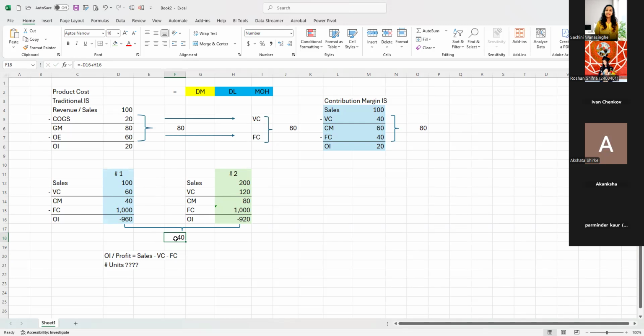That's the question now. Professor, I think when we produce more units, the loss will be less. Yes, obviously. But the question is how much less? So now I'm seeing that my operating loss decreased by $40. The question is, where did these $40 come from?